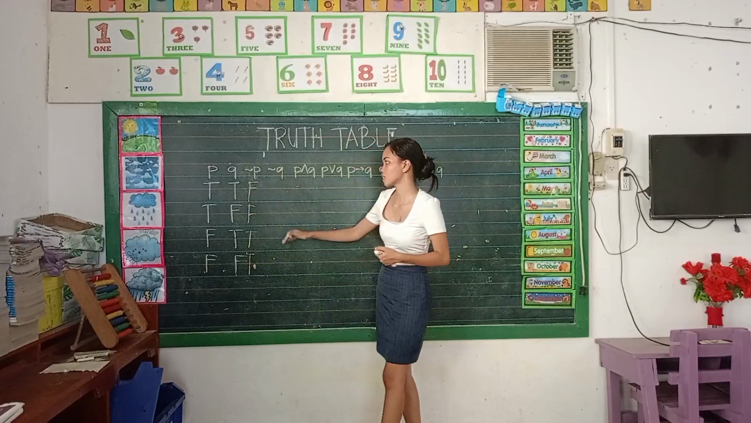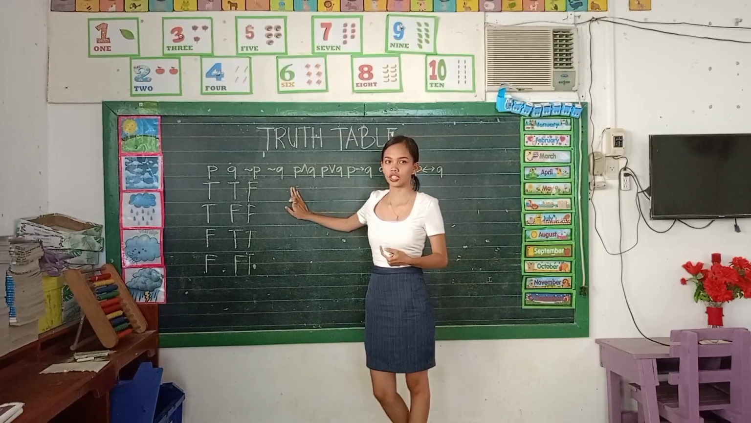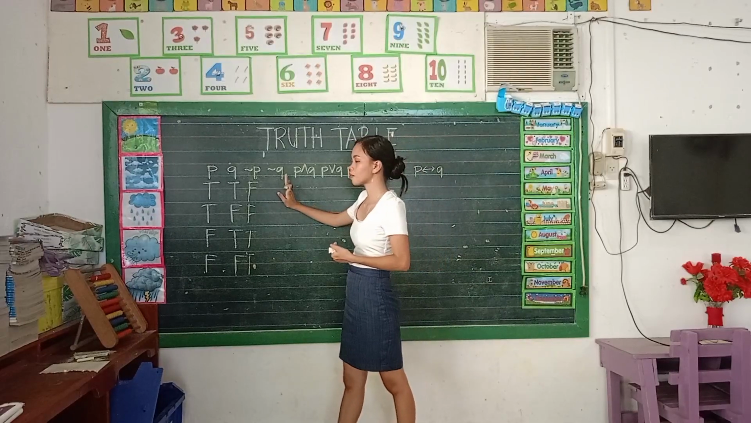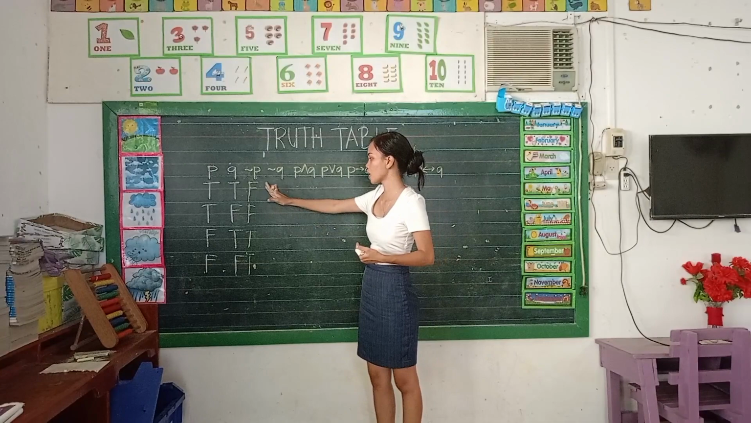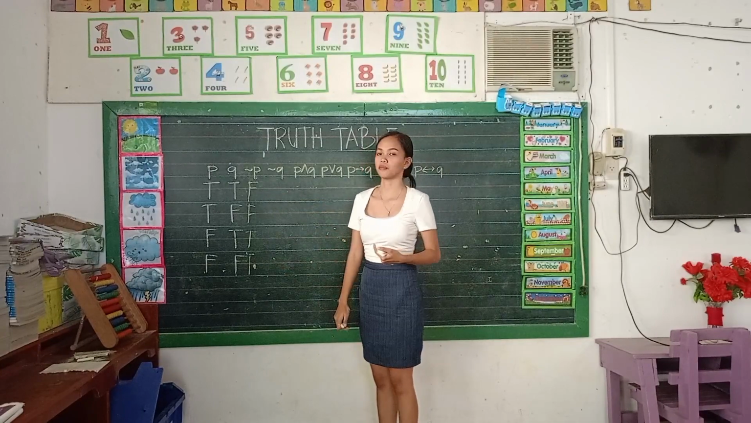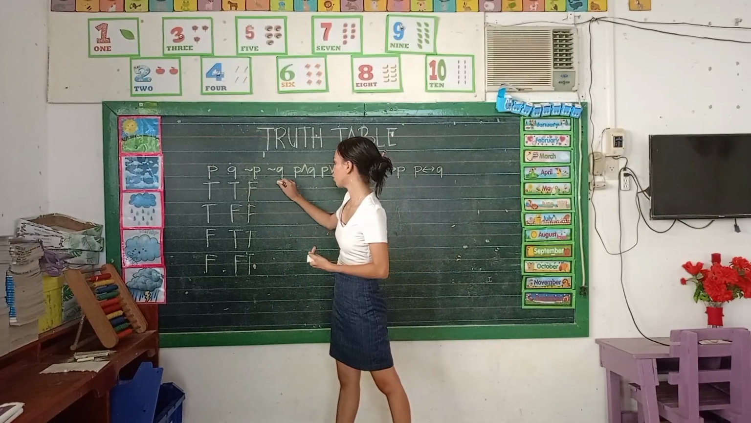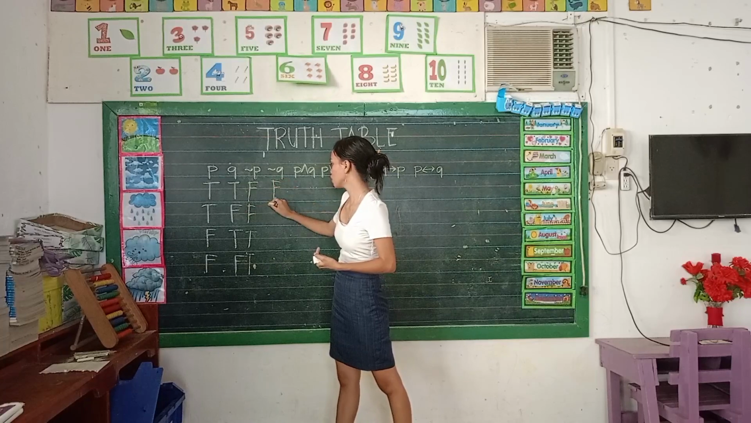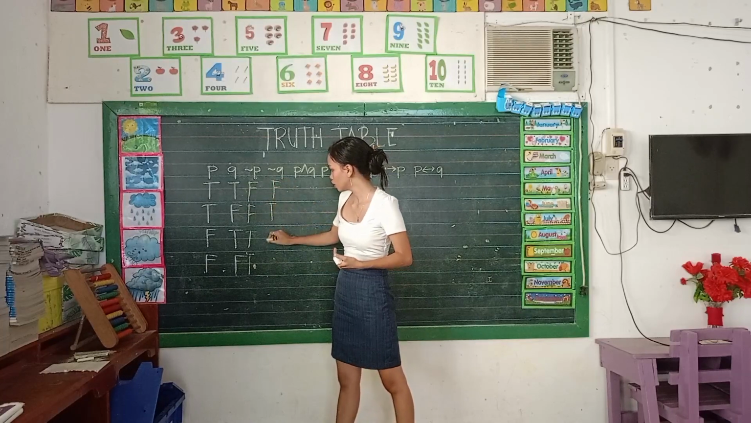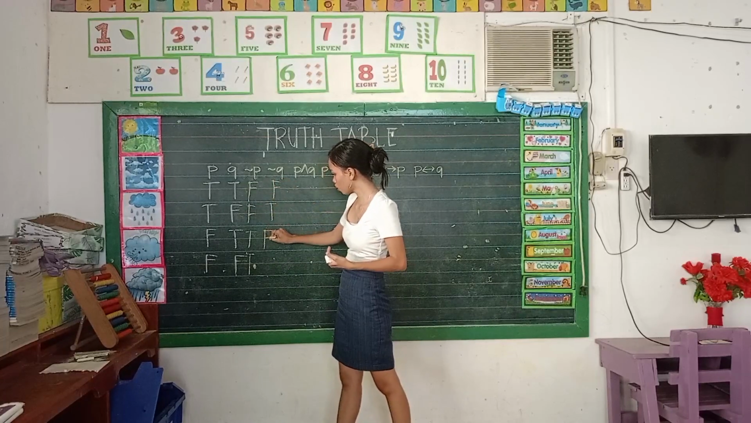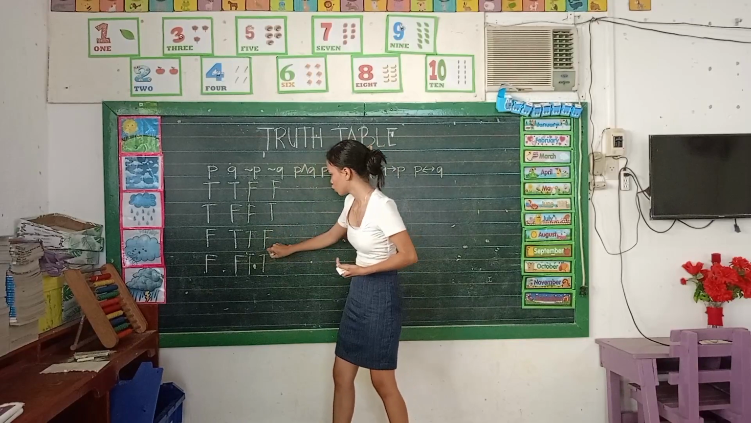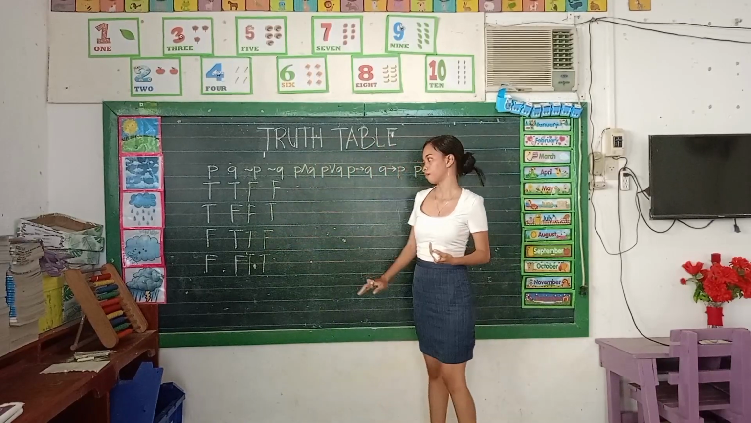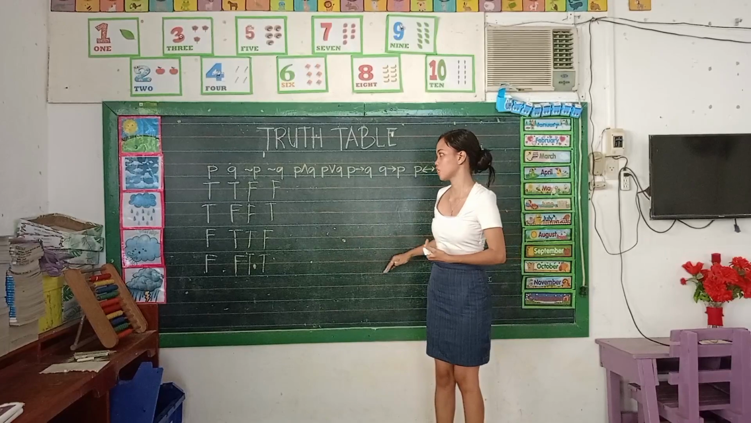So next, we're going to negate the proposition Q. In negating proposition Q, the process is the same as negating proposition P. So from true to false, false turns to true, true to false, then false to true. So that is the pattern, that is the rule of negation.